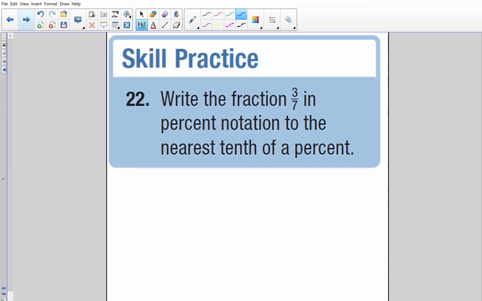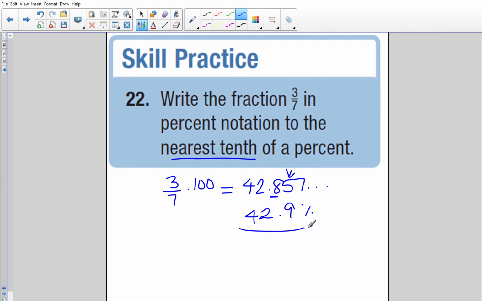Okay, so if you want to pause and try this one, again, we're rounding to the nearest 10th of a percent. So I have 3/7 times 100. And so if I multiply that out and divide, okay, I'm going to get 42.857, etc. So the tenths is the 8, the 5 rounds that up. So I'm going to end up with 42.9% rounded.